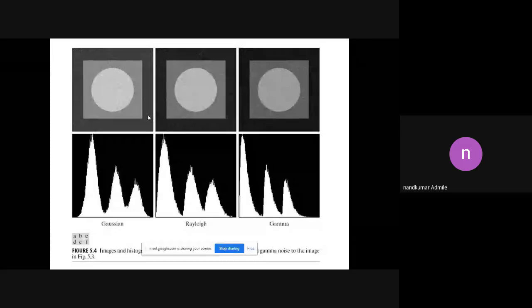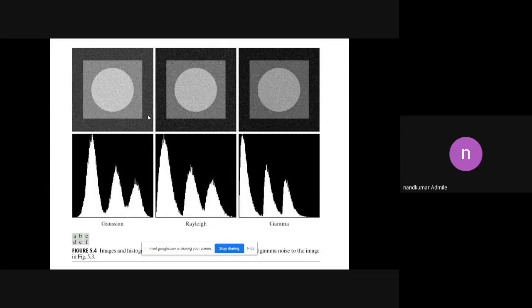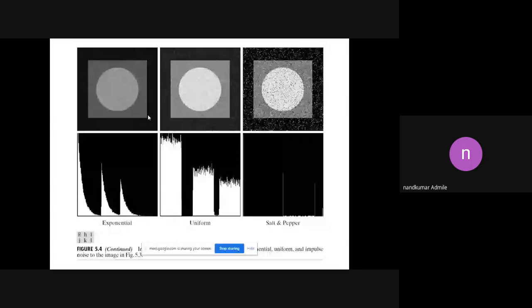Okay. So if we run any image, we can easily observe the pattern of a noise. We can also define the mathematical equation and plot function for Gaussian noise. Here the pattern of a Gaussian noise will be similar. Second is a Rayleigh noise, and third one is a gamma noise. Okay, now move to the next slide. Again, exponential noise, uniform noise, and salt and pepper noise.